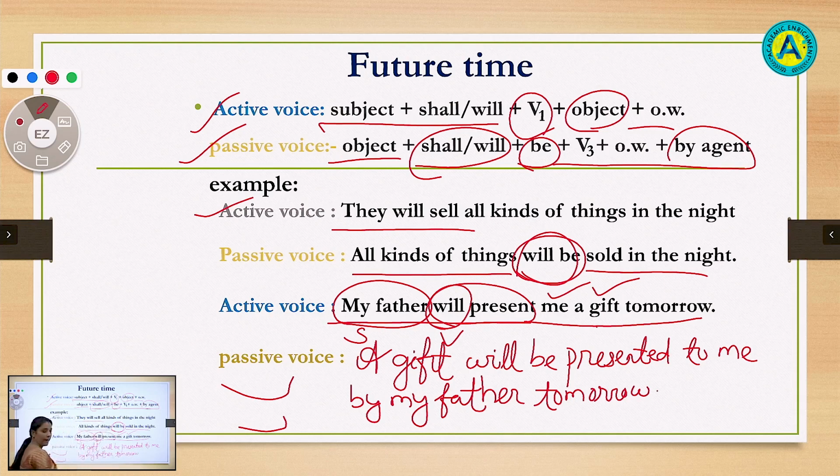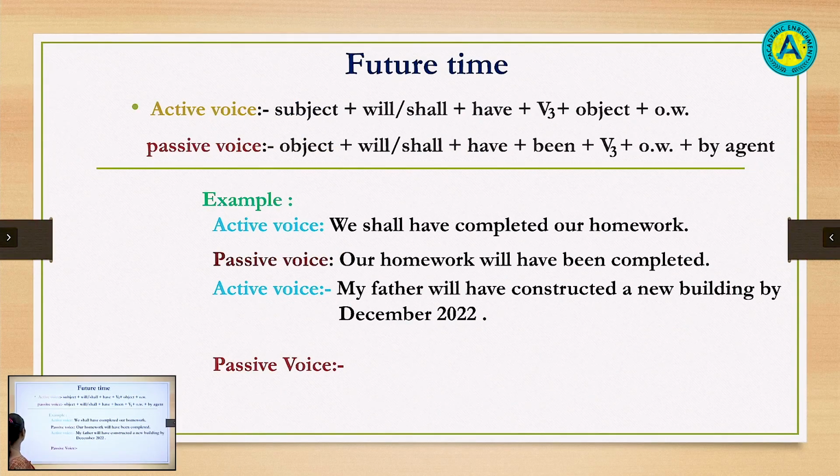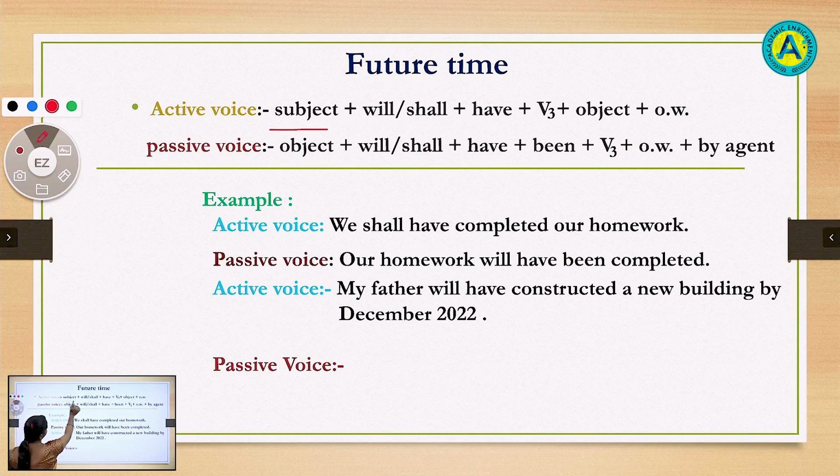We can answer like this also. I will be presented a gift by my father tomorrow. Structures in future time. Active voice: subject followed by will or shall, then have, then verb 3, then object, followed by other word.